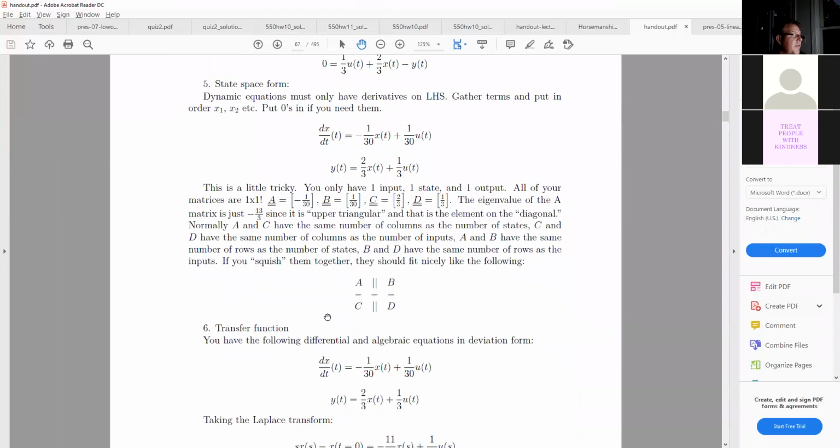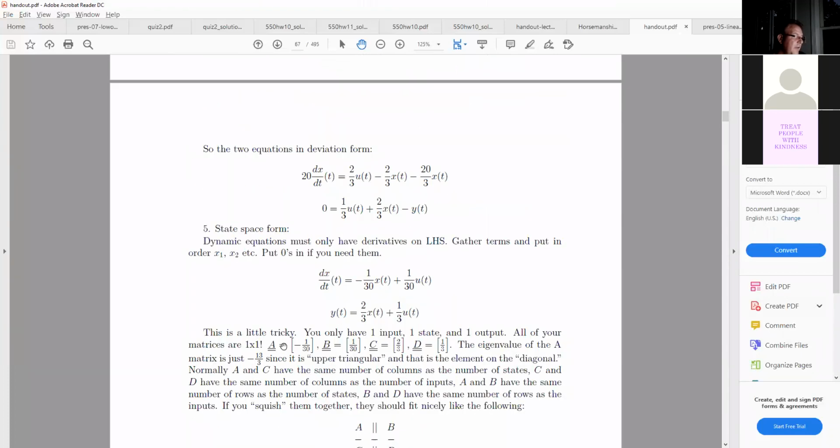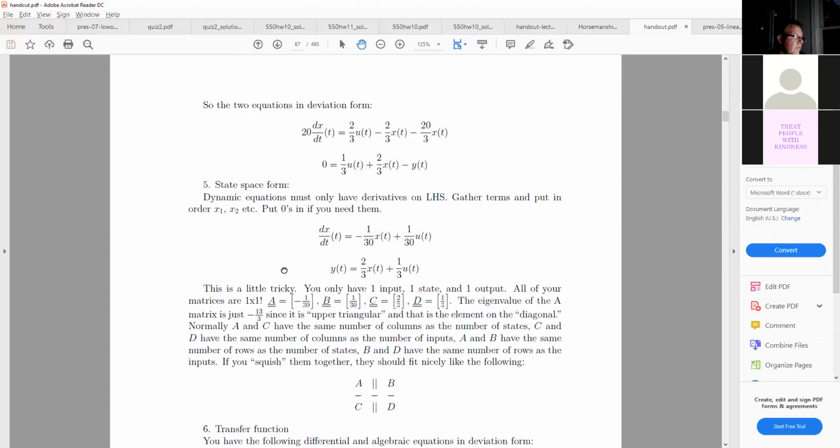Maybe this does go to state space. Oh, this goes to state space, but it's sort of boring because there's only one state and one input and one output. So when you look at the state space equations, you've got one state equation that depends on X and U, and one output equation that depends on X and U. Well, it's a simple system too. Yeah, it's a little bit simpler.